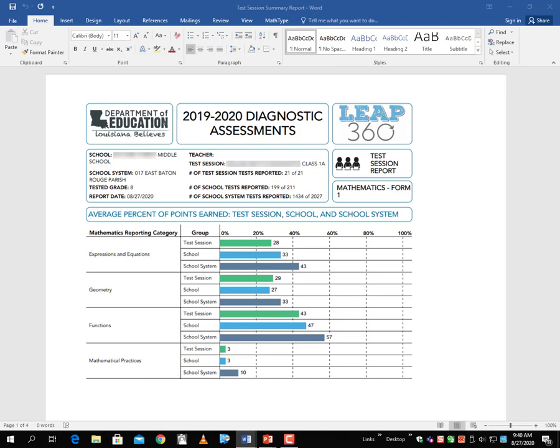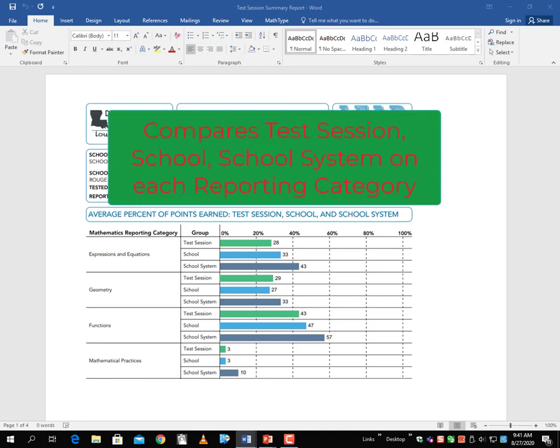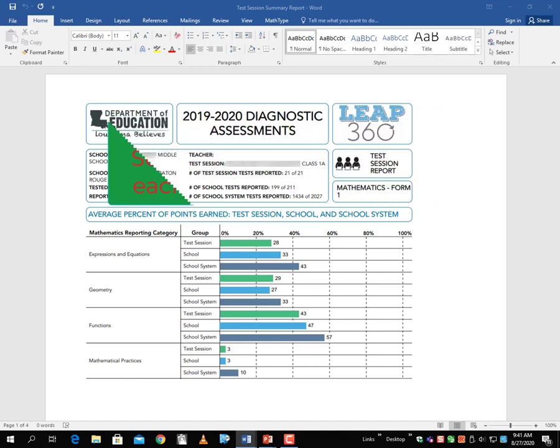So in this particular test session, students did better on functions than they did on the other two. The other two, expressions and equations and geometry, are about the same for that test session. All right, so just make sure you understand how to read this. This could be very useful for planning purposes as a whole. Okay, so again, notice the test session listed, then you have the school as a whole, and then you have the school system for this particular test. So this is grade 8 math.